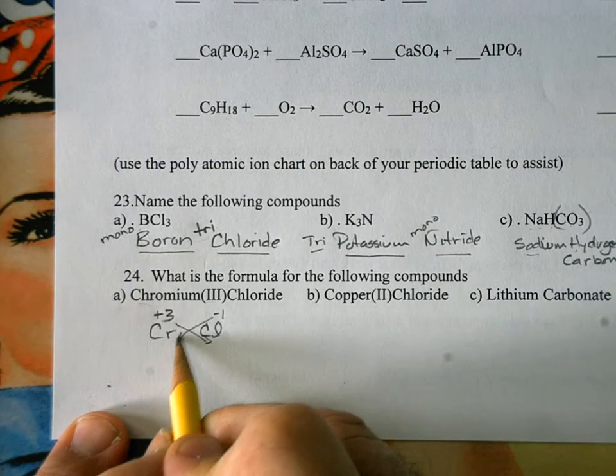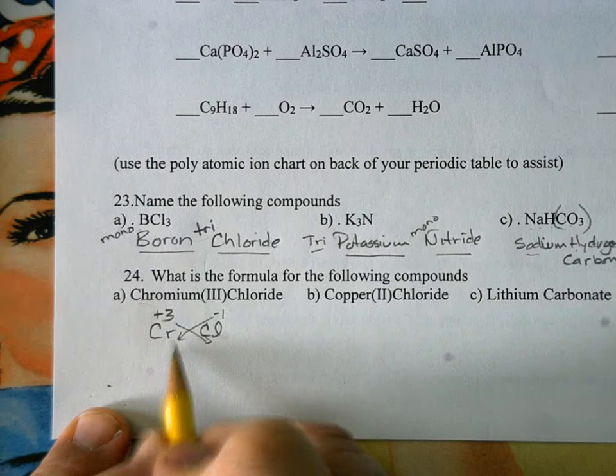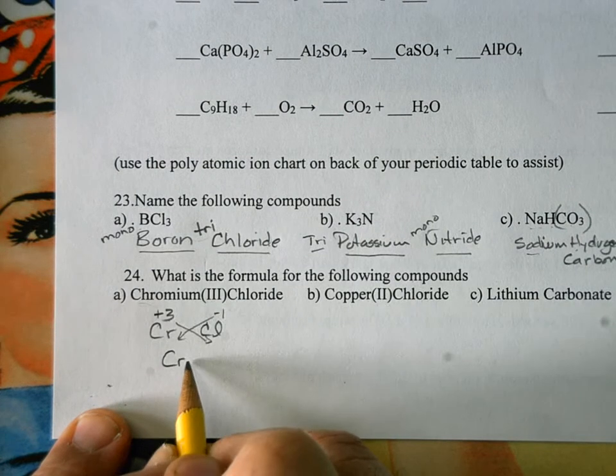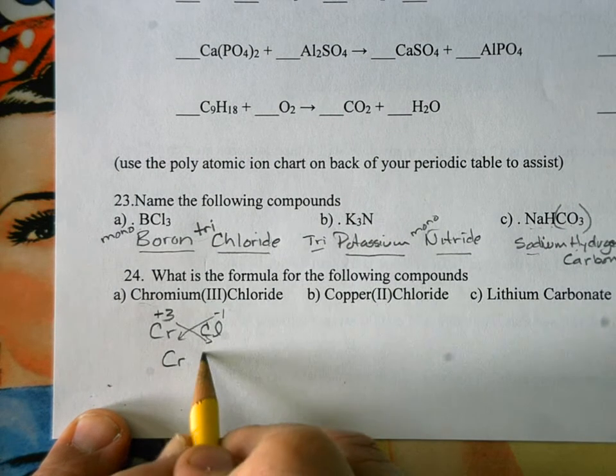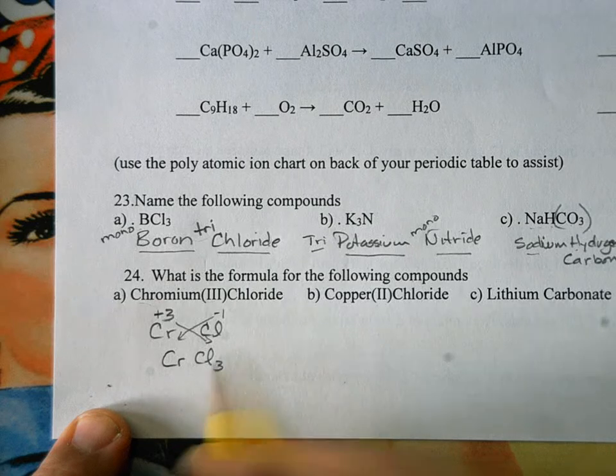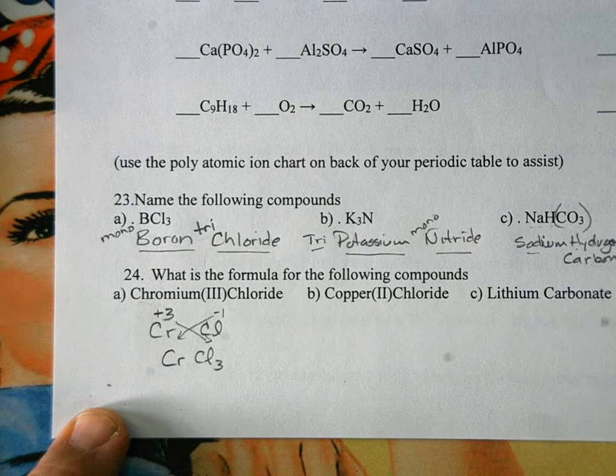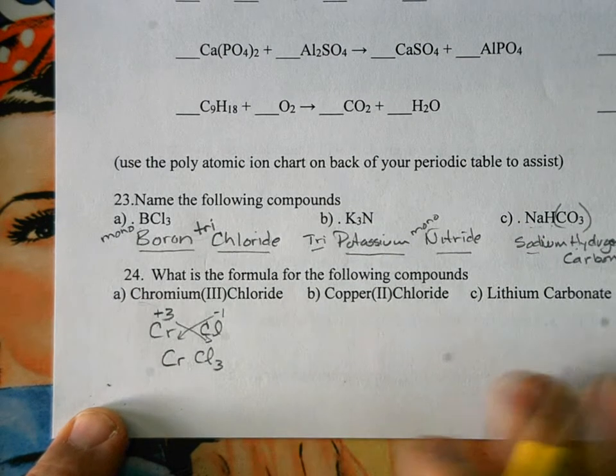You crisscross the numbers here. We want the absolute value. So this becomes chromium. We don't bother to write a 1. Cl3. So that's how you'd write chromium 3 chloride. That would be its formula.